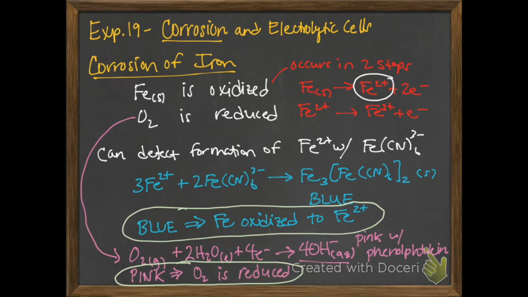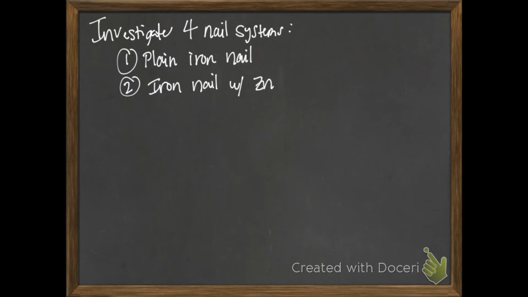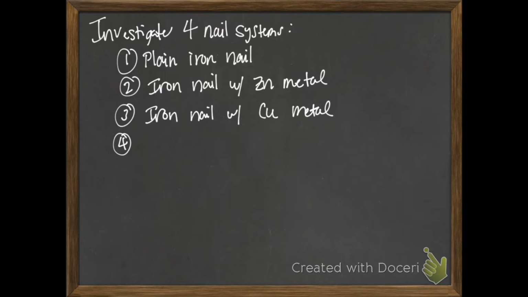We're actually going to set up 4 different systems for the corrosion process. So we are going to investigate 4 nail systems, and the nails are iron nails. The first is just one plain iron nail. The second is an iron nail with a zinc metal piece on it. Third is an iron nail with a copper metal piece on it. And the fourth is an iron nail with both copper and zinc metal on it.